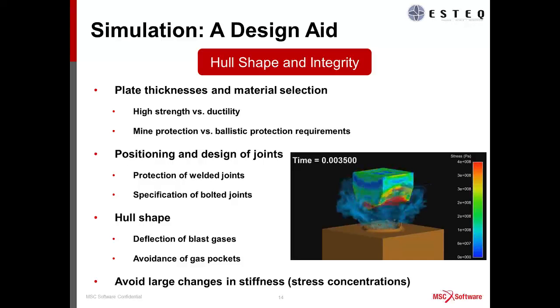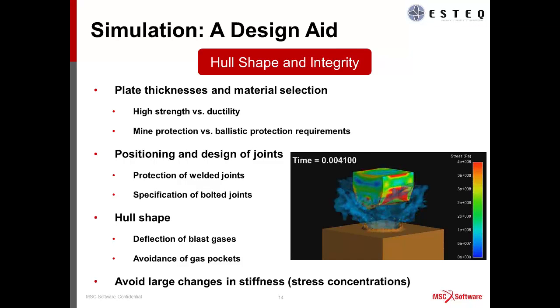The final point in this list is to avoid large changes in stiffness or stress concentrations. Numerous times I've seen vehicle hulls fail due to the fact that they've got very large changes in stiffness in the hull, and at those locations is where the metal will fail. So you're typically trying to ensure that you get gradual transitions in stiffness of the vehicle hull if it's going to be exposed to the type of loadings that you get in a mine blast scenario.